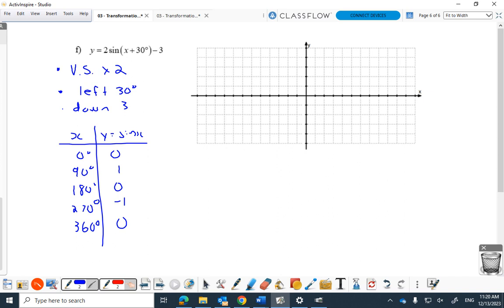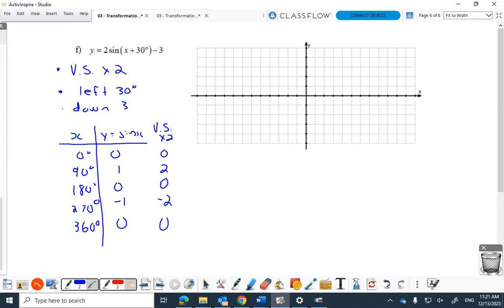Method 1 people are like, I don't know, Mr. Todd, I think I can beat you in a race with method 1. I'm good at method 1. Like, yeah, you'd be close. It's not that slow. Vertical stretch times 2: 0, 2, 0, -2, 0. Method 1 people are like, yeah, I know it's 2s. The amplitude's 2, silly. I already knew that. I'm like, okay, relax, method 2 people. It's okay. As long as we both get the right answer, we're happy.